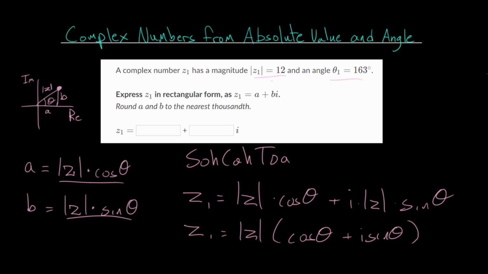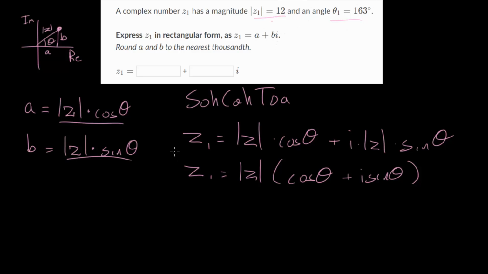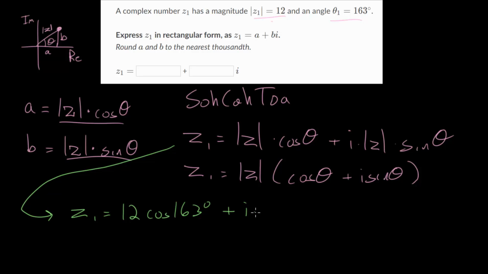So let me make a little bit of room, and we can plug in what we know in terms of the magnitude and the angle. And we can just use this top equation here since we'll have to distribute this in the end anyways. So we have that z is the magnitude of the complex number, which is 12, multiplied by the cosine of 163 degrees, plus i multiplied by the magnitude of our complex number, which again is 12, and multiplied by the sine of 163 degrees.